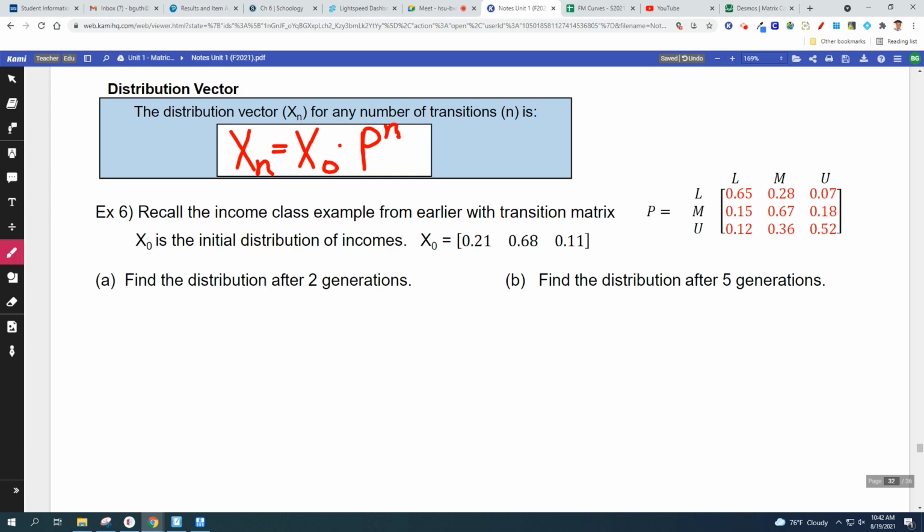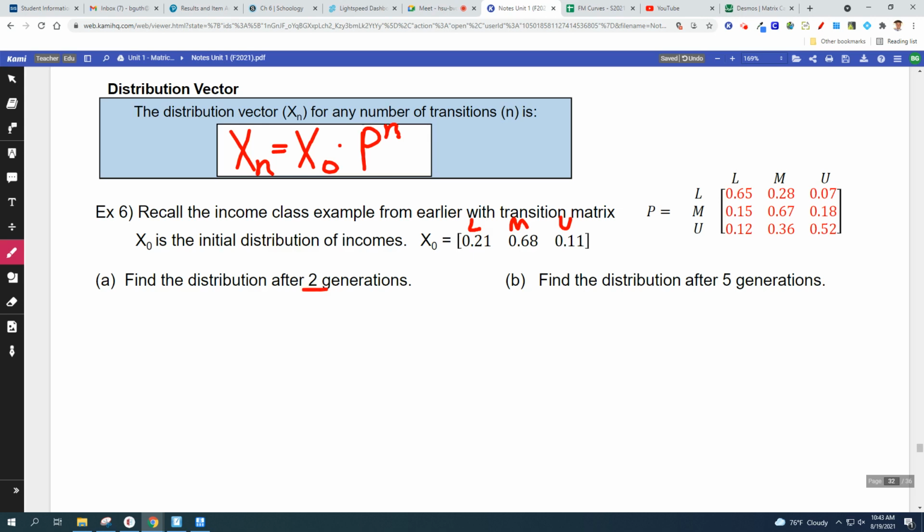So example 6, recall the income class example from earlier with the transition matrix over there, P. X0 is the initial distribution of incomes. And so that's kind of where we start. What that means is 21% of the population was lower, and 68 was middle, and 11 was upper. That's the percent of the population, not necessarily probability. That's just talking about the breakdown. Find the distribution after 2 generations.